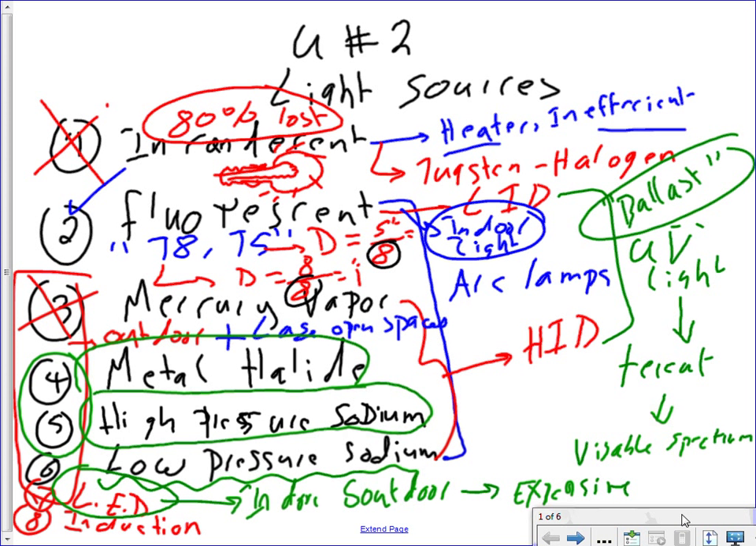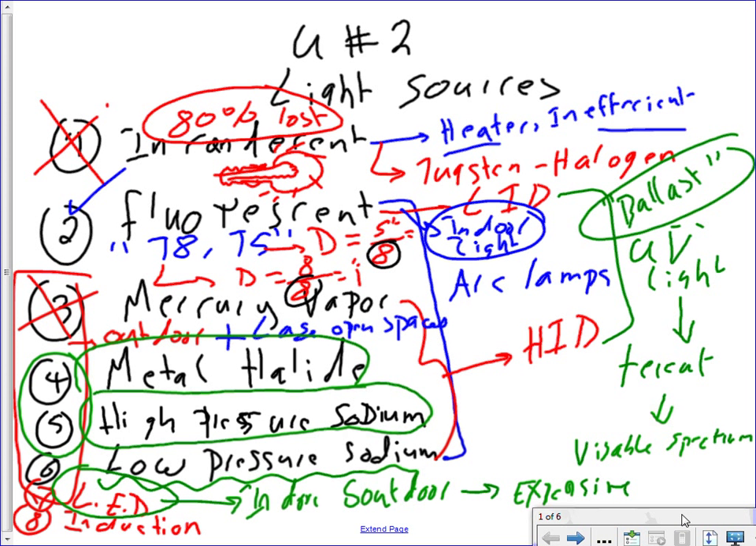Okay, fluorescent. Fluorescent, guys, there's T5 and T8. Yesterday, Adam, you guys were picking T8 when you were picking. T5 and T8, the number next to the T, guys: T is tubular, like round, like this. And the 8 is the diameter of that tube.